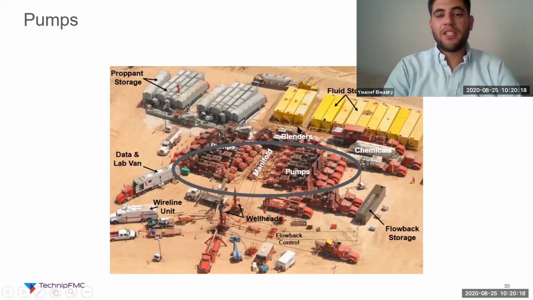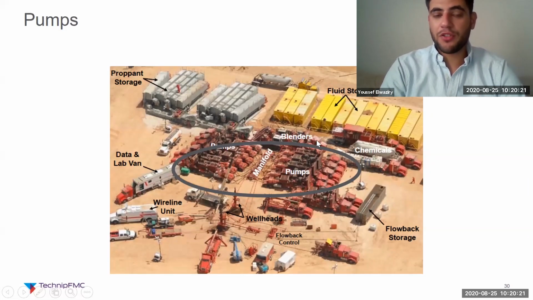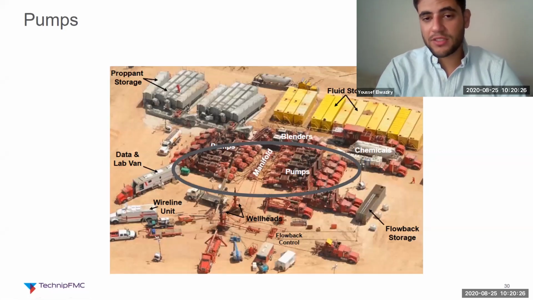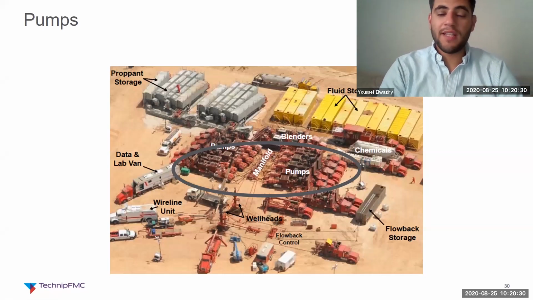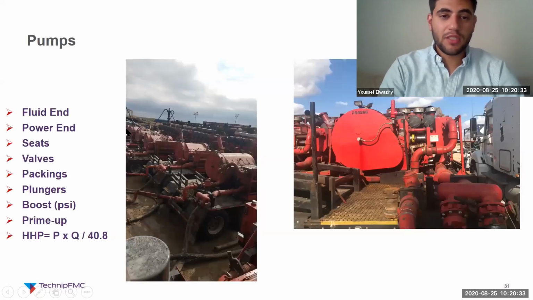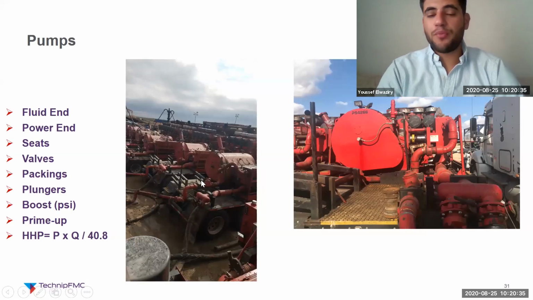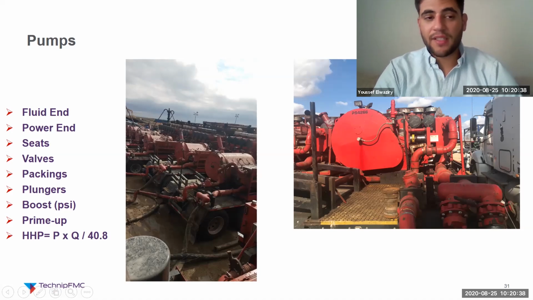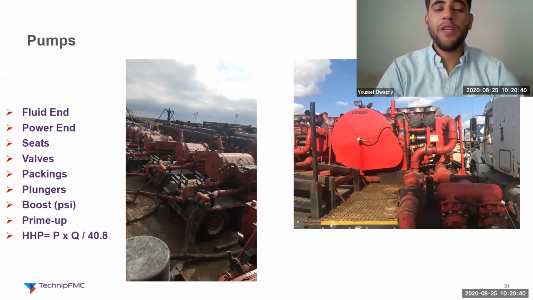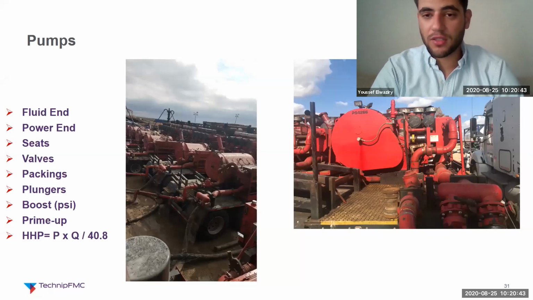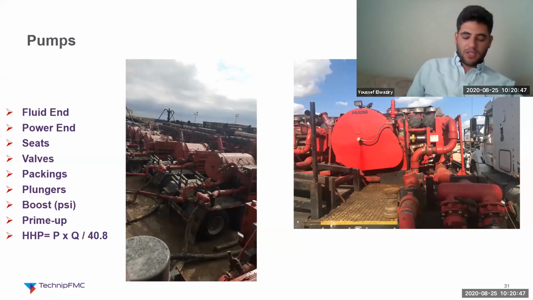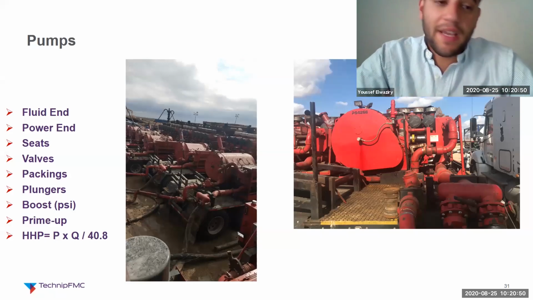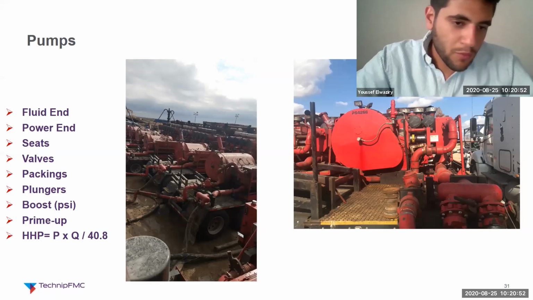Now that we have our mixture ready in the blender, our fracturing fluid, we need to pressurize, because that's the whole point of fracking, to pump at a high pressure. So that's where we get to the pumps. Based on the pressure that we want to create, the rate that we want to get, and the horsepower, we have a specific number of pumps on location. Again, it's based on the pressure and based on the rate. So you might have 12 pumps, you might have 16 pumps, more or less.